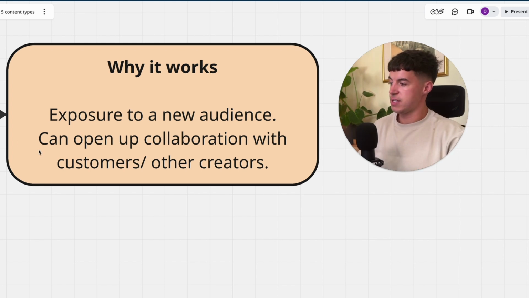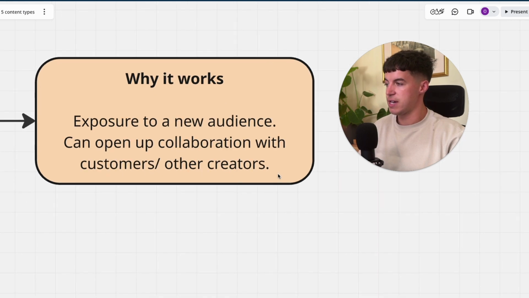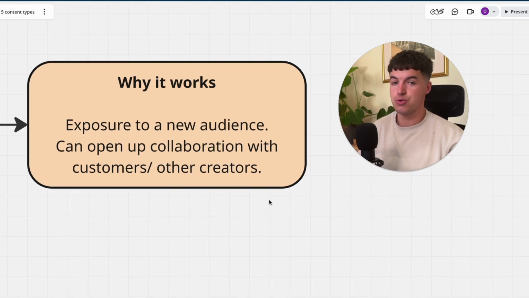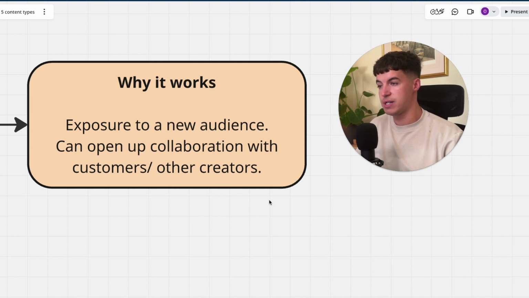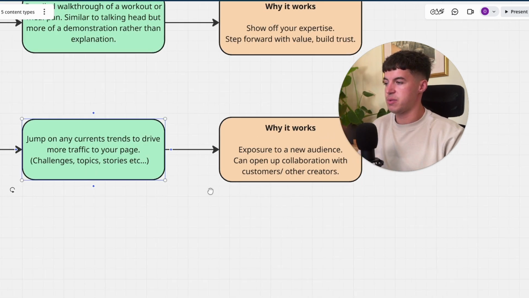And it also works because it can sometimes open up collaboration with customers or other creators. Okay, so perhaps you're asking people to also join in on the challenge. You might get people that you've never spoken to before joining in, they interact with you, before you know it, they're a lead, before you know it, they've booked, and then they're a customer. Happy days.